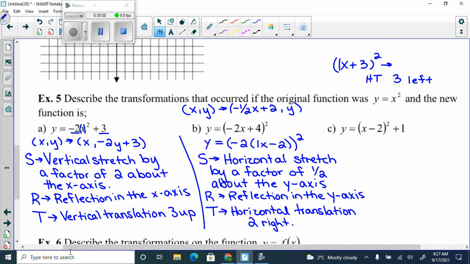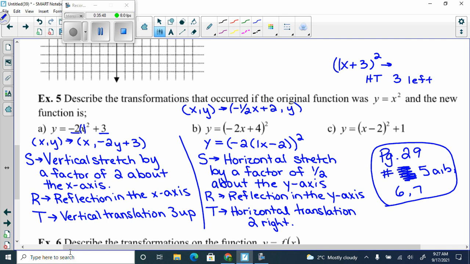The same homework page as last day. You know what? Don't do number 2. That's so much work. We're going to do number 5. A, B. 6. And 7. I normally give 2, but it's a lot of sketching.